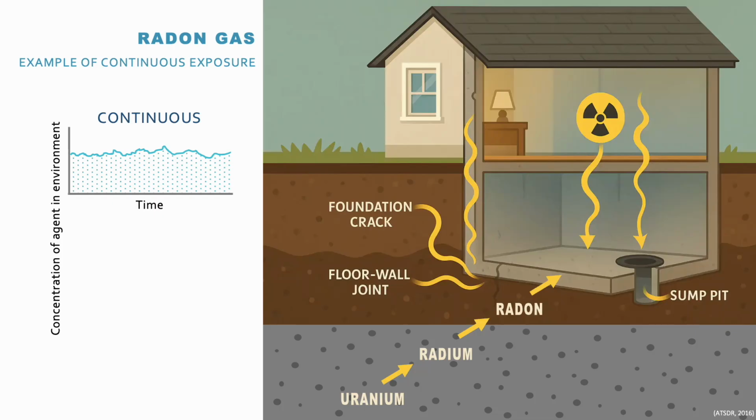For example, the most common source of indoor radon is uranium in the soil or rock under houses. As uranium naturally breaks down, it releases colorless and odorless radon gas, which enters houses through dirt floors, cracks in concrete, and sumps. Long-term exposure increases the risk of lung cancer.